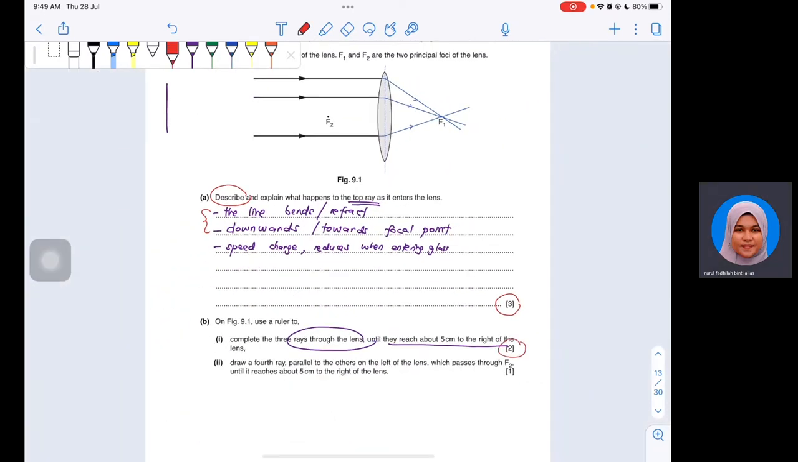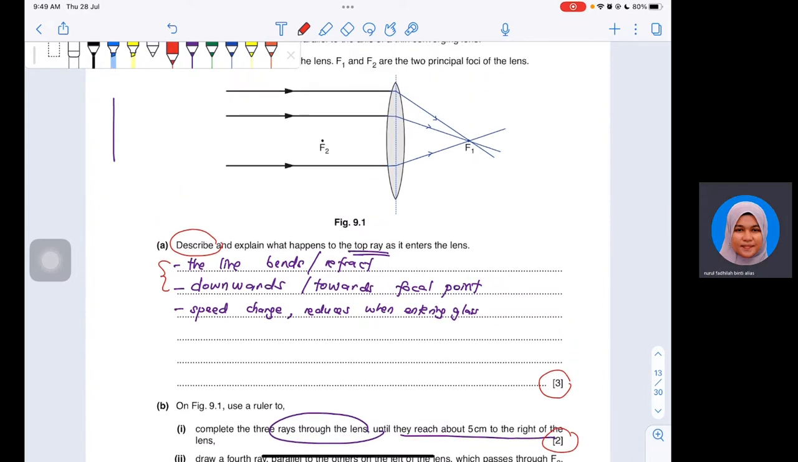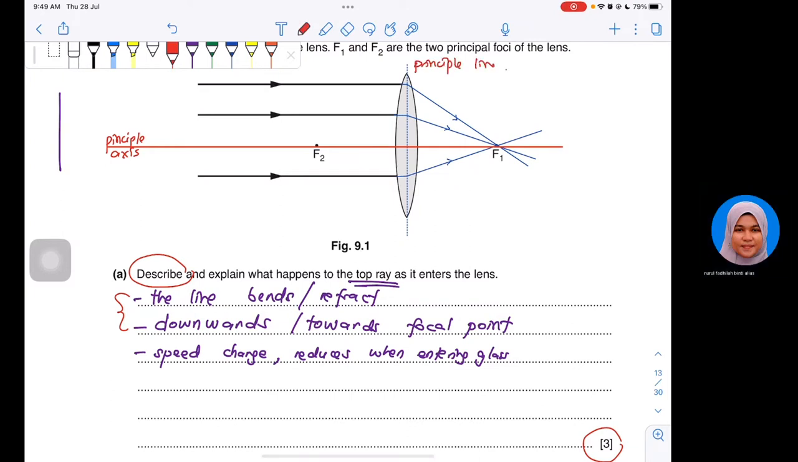Okay. 2 marks. Draw a fourth ray parallel to the others on the left of the lens which passes through F2 until it reaches about 5 cm. So actually it wants us to draw this, what we call the principal line, or principal axis. This one is also principal, just one vertical, one horizontal. Okay, so you got one mark there.